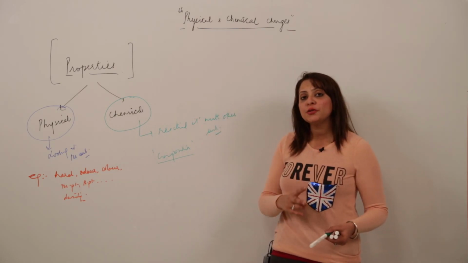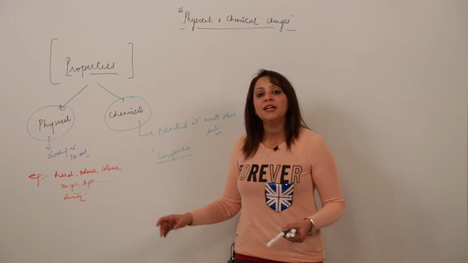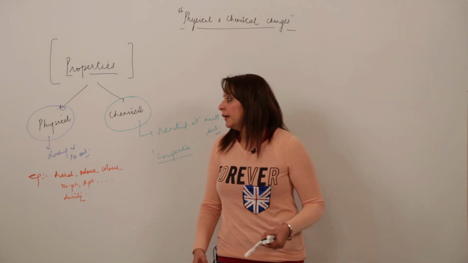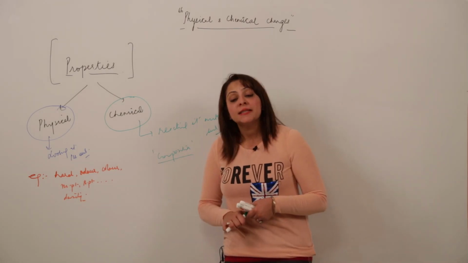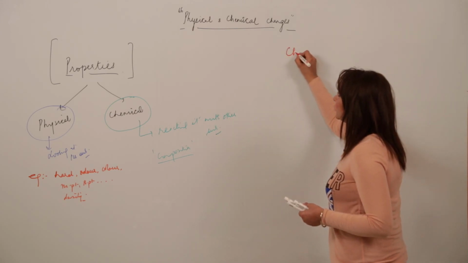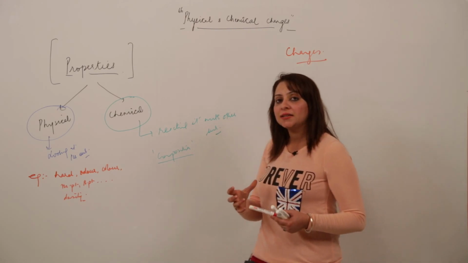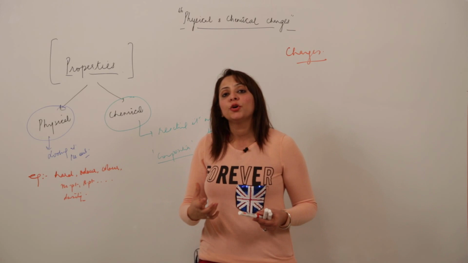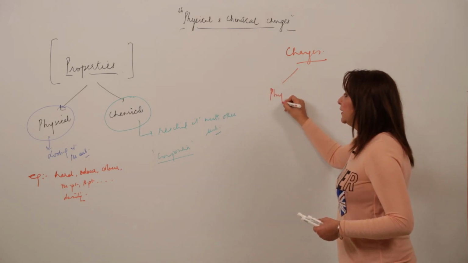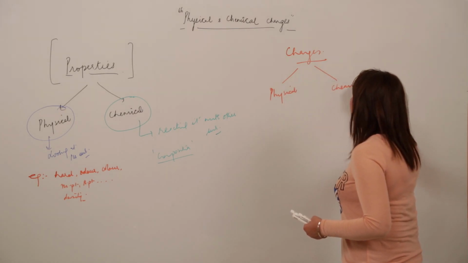So properties are of two types. Physical, which you judge just by looking at it, and chemical, which you judge by reacting the given substance with some other substance. Similarly, we have two kinds of changes occurring in nature. If I am supplying energy to any substance or matter, two kinds of changes are generally observed. These changes are classified into two categories: physical change and chemical change.